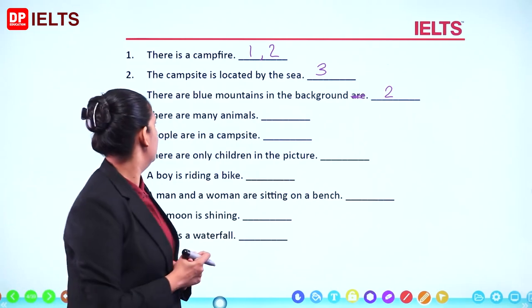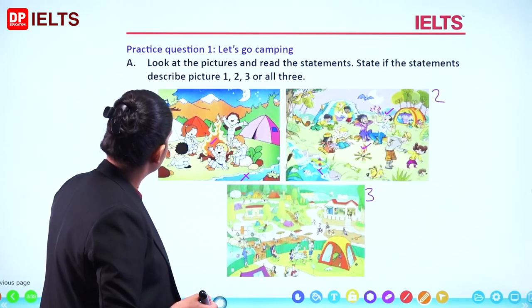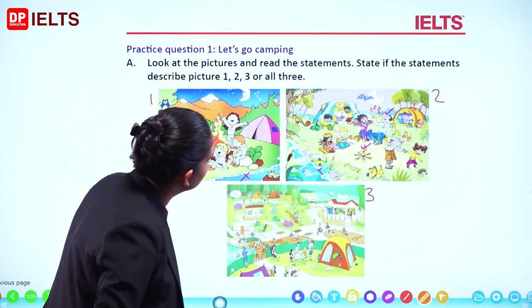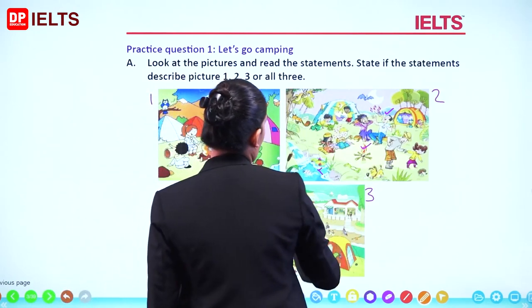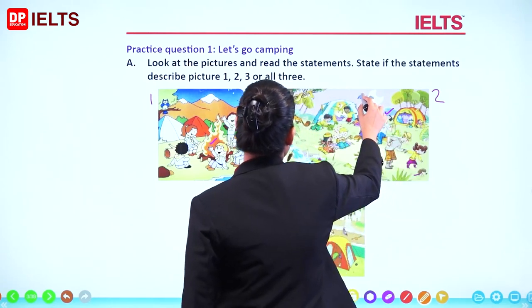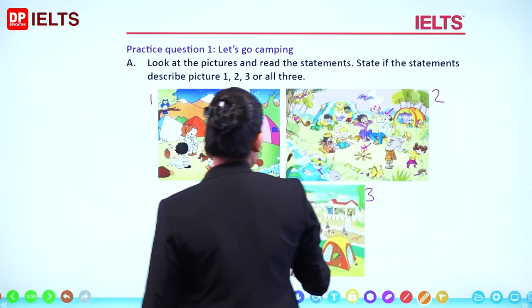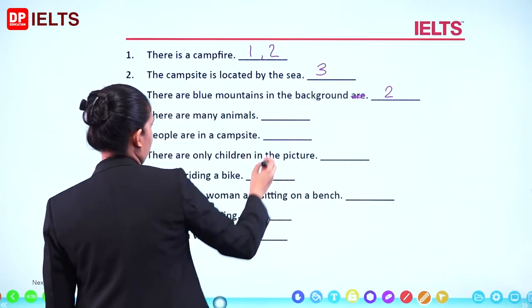There are many animals. Where can we see animals? Birds. Here we can. Oh, here. You can see a dog. You can see a porcupine. You can see a bird. You can see a fox, snake. Right? I would say picture number 2.